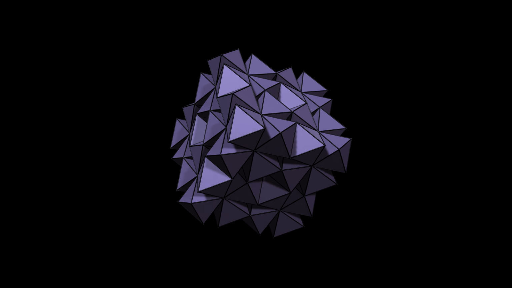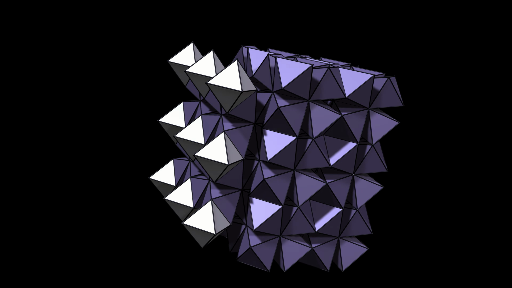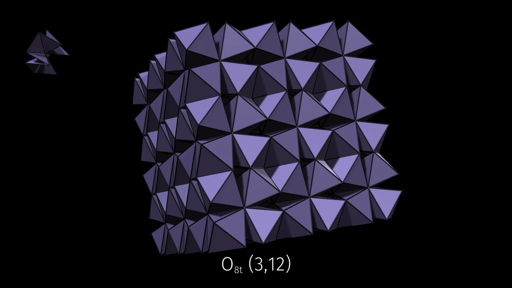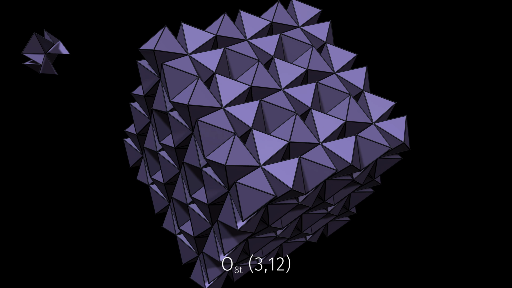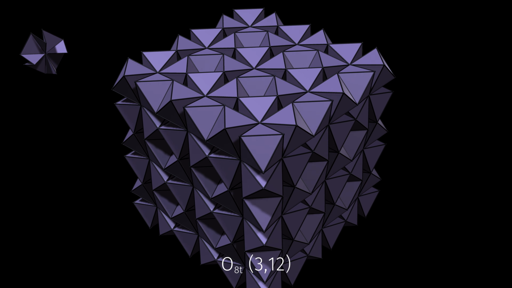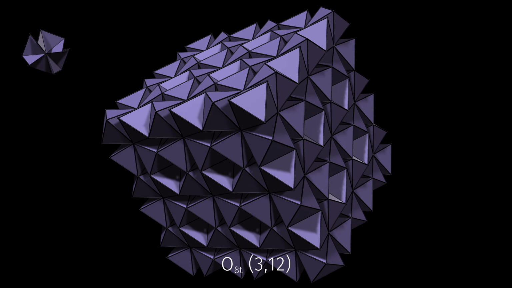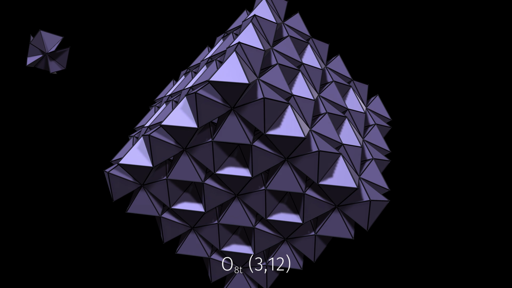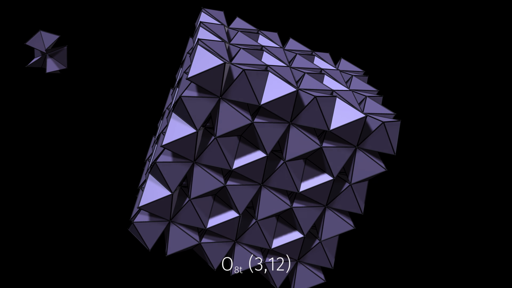Alternatively, we can build upon all 8 faces of our seed octahedron. Like the tetrahedral example, the original seed is entirely hidden within its own expansion, making this another infinite noble polyhedron. However, the result here is far denser. This structure has an astonishing 12 faces at each vertex.